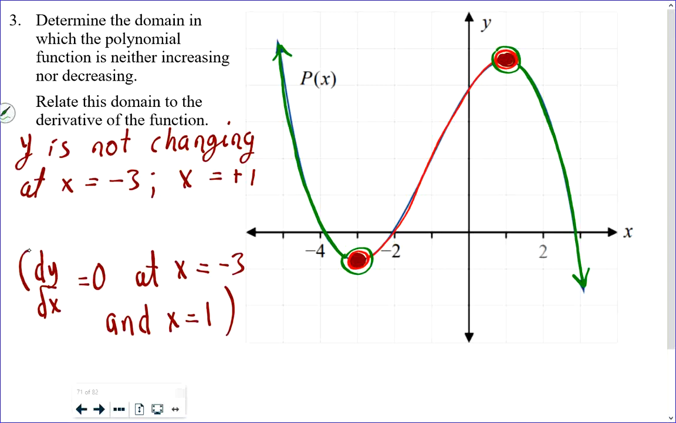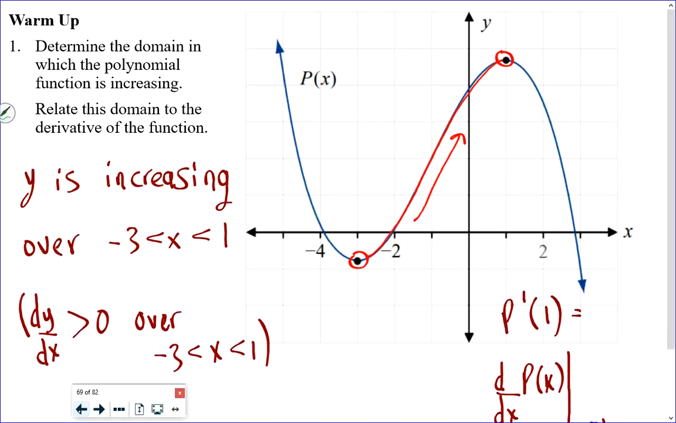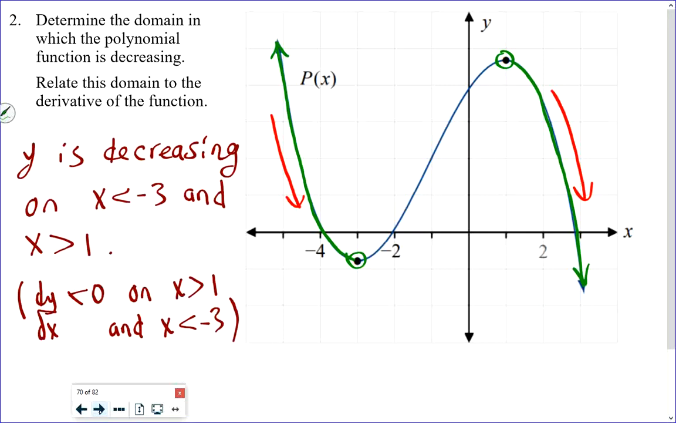We run into this problem, and it's been a few weeks since we've talked about it, that the word increasing, that's over time, right? The word increasing implies a change from one place to another. And that makes perfect sense when you look at the red portion of the graph. It's going from one place to another, so the word increasing applies. When you look at the green portions of my graph, this is where it's decreasing, where y is decreasing from one value of x to another.